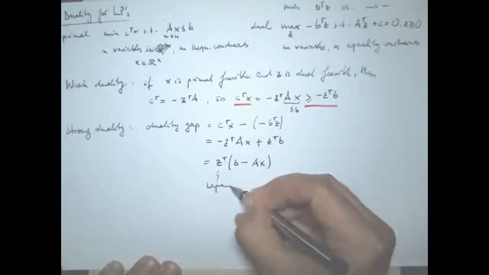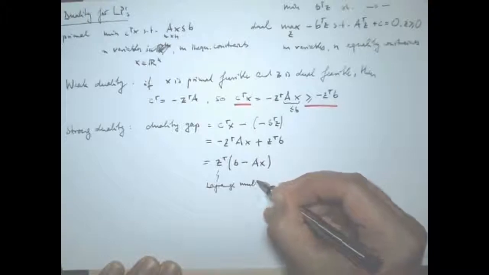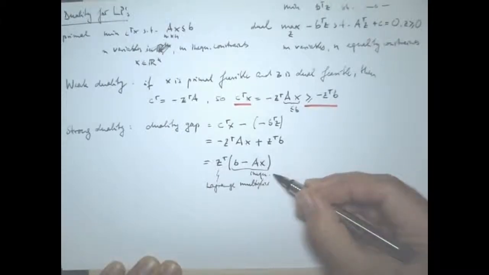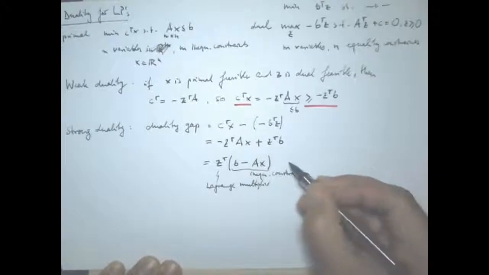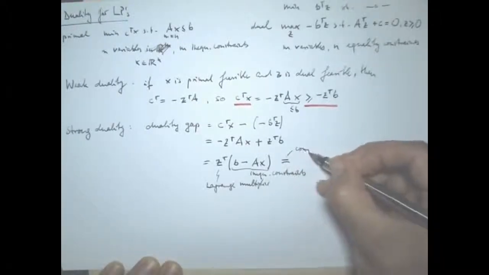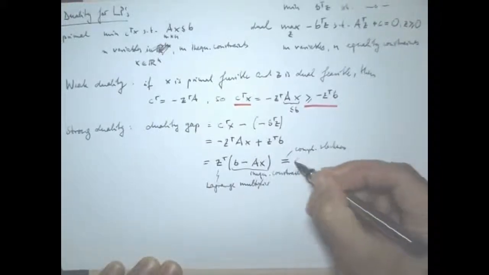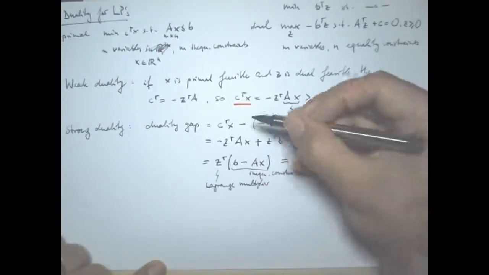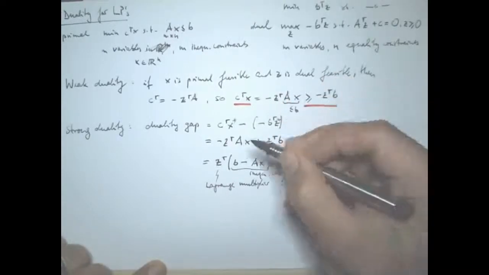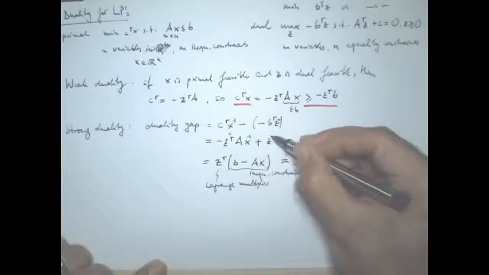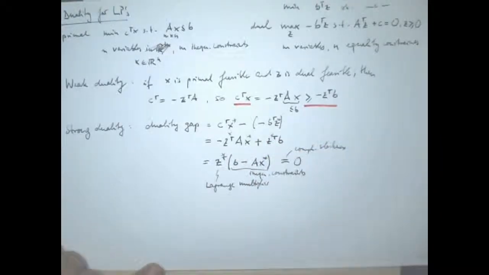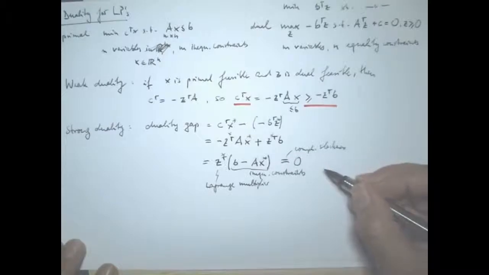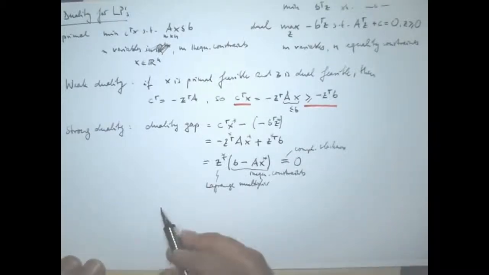And if I now look at this as that being the Lagrange multiplier that is associated with these inequality constraints, then I can say that by complementary slackness, this should be 0 at the optimum. So for this to hold, I should put a star on all the x's and all the z's. So the duality gap is 0. Strong duality holds.